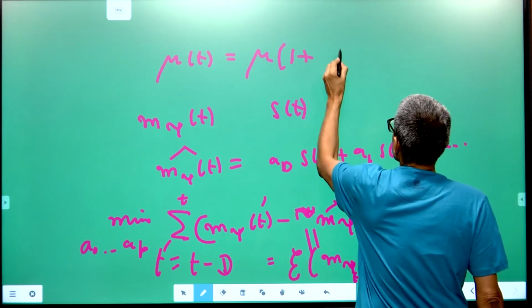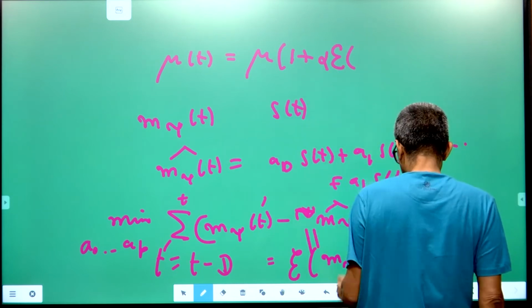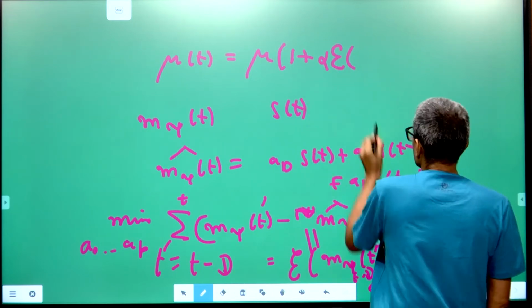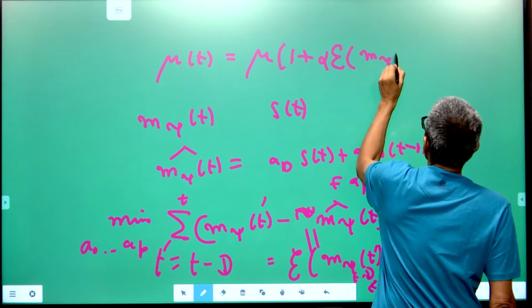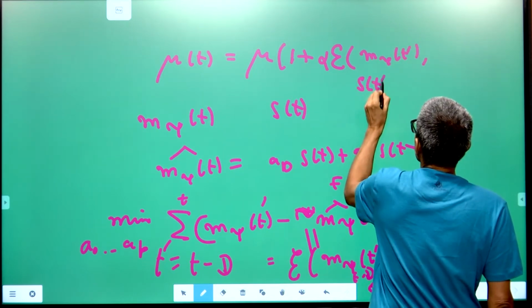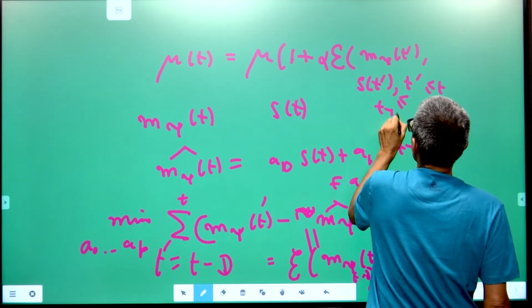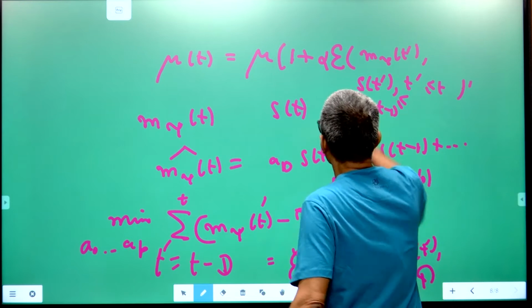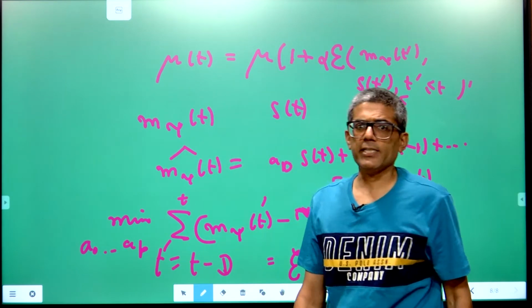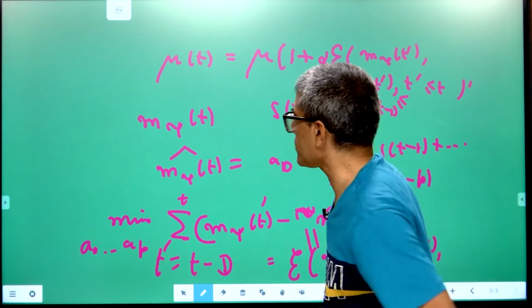So you can call this, for example, the error energy, and write it as 1 plus alpha times this error of these two, m psi of t dash and st dash, for t dash less than or equal to t and greater than or equal to t minus d. So you make this adaptation constant increase, so that when the prediction error is large, the algorithm adapts at a faster rate.